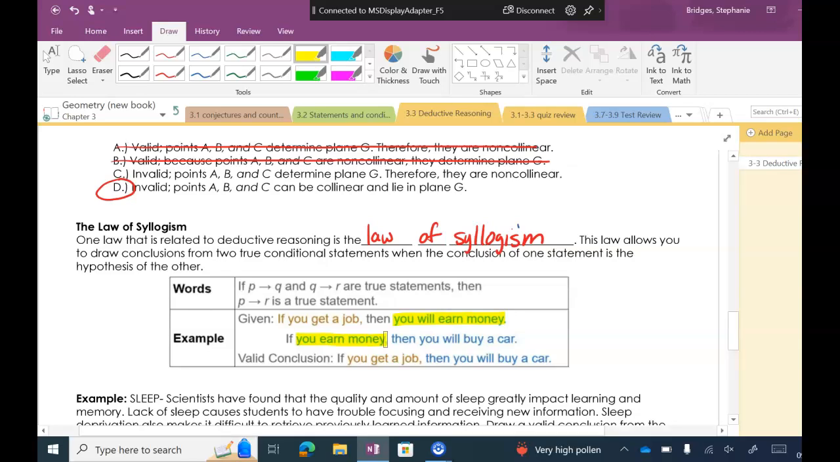You know the transitive property, if A equals B and B equals C, then A equals C? Same kind of concept. No, you don't remember that?